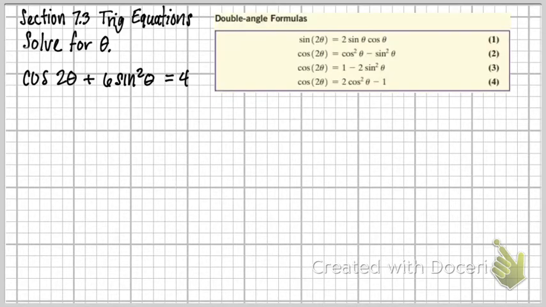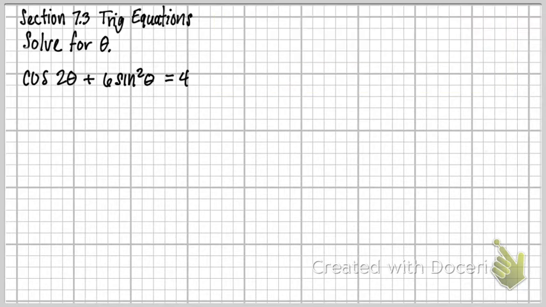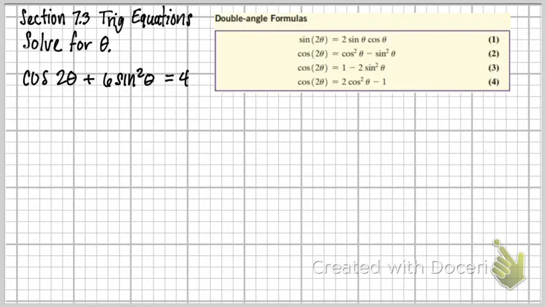Now when I look at these, I have 3 choices for cosine of 2 theta. There's this one here, and this one here. But remember, I have a sine squared of theta in this, so it would be nice to be able to use that idea. So I'm going to use this one here and see where that gets me. That has a sine squared in it, and I have a sine squared in my equation, so that's going to be perfect.